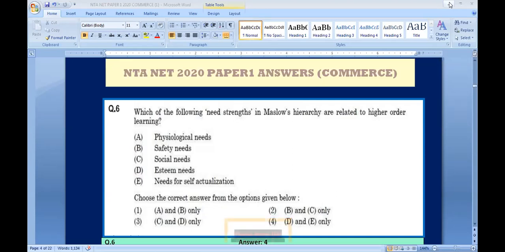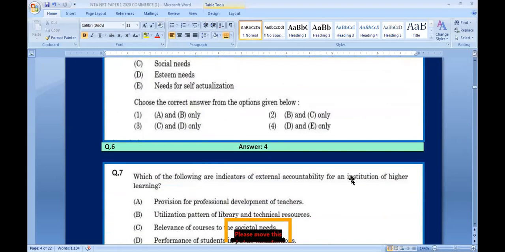Esteem needs. I want to show off how wealthy I am. I want the pride. That is esteem need. Need for self-actualization. This is the last need which usually happens when all other needs are accomplished. Now the question is higher order learning. When we say higher order learning, it is esteem and self-actualization. That's what the top in the pyramid. Starting with physiological, safety, social, and ending with esteem and self-actualization. So it is option 4. Good.